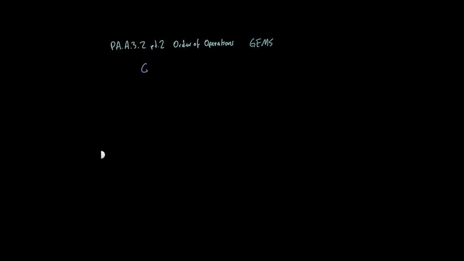Okay, we're going to look at order of operations. That's the second part of PAA 32. You need to know GEMS. That's going to be instead of PEMDAS.